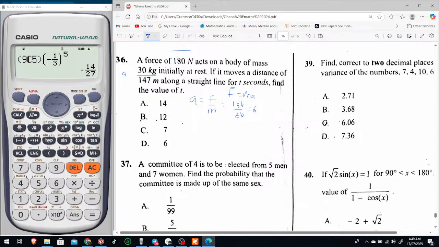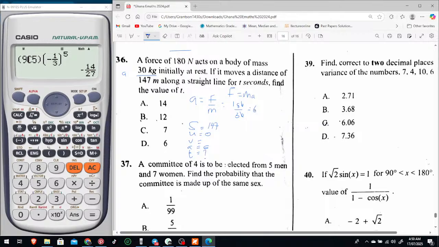Right, so now in the equations of motion, use SUVAT. Write all these things. Business students, please pay attention and look at how we solve such questions. A force of 180 and a mass of 30, so that gives your acceleration, which is 6. Initially at rest, so initial velocity is 0, meaning it's not moving initially. It moves a distance of 147 meters, so that's your displacement, along a straight line for t seconds. We don't know the t seconds. Find the value of t.